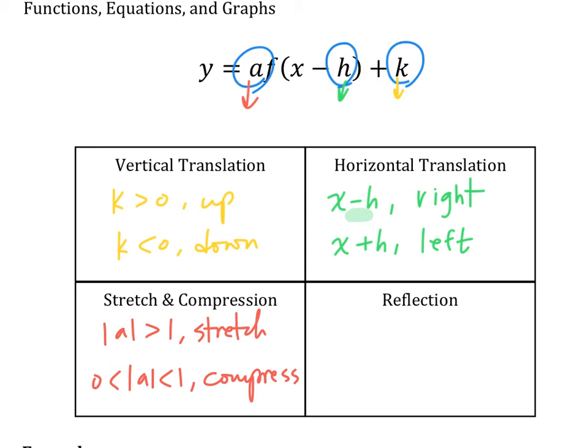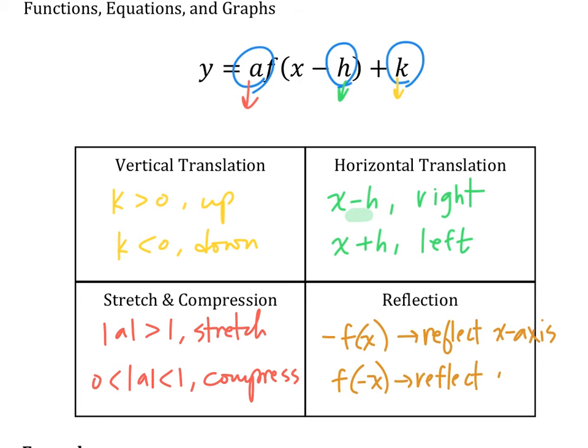Now I said that a has another function because there could be a negative there. If there is a negative on the outside of the function, that is called reflect x-axis. And if the negative is inside the function, then we say that is reflect y-axis.